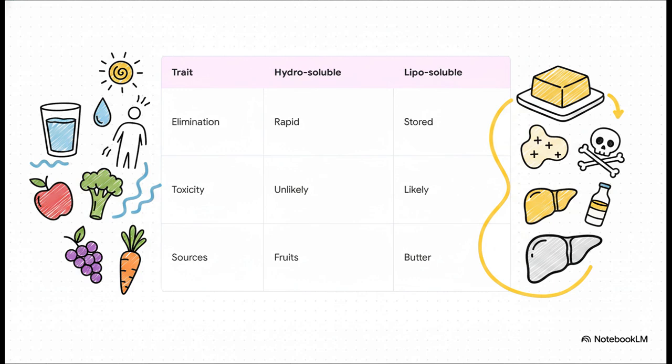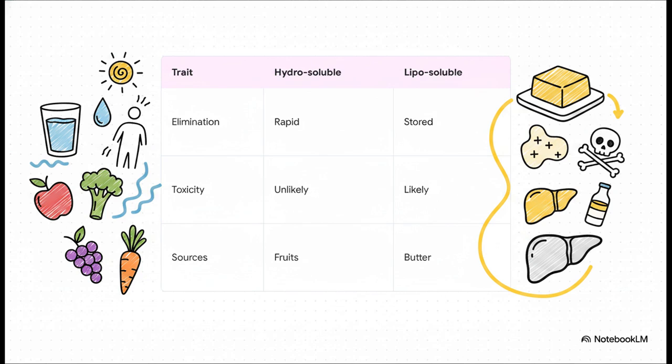Now, the consequence of this solubility is super fascinating. Because hydrosoluble vitamins dissolve in water, any excess quantity gets rapidly eliminated from your body through urine or sweat. This means they are highly unlikely to be toxic unless you're taking massive, unnatural doses. Liposoluble vitamins, however, are a different story. They can't be flushed out in urine.